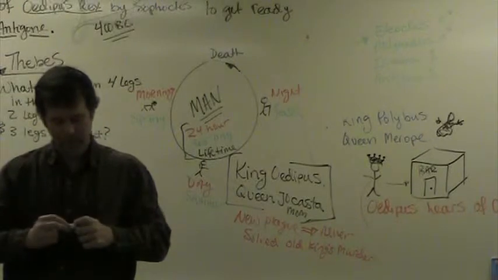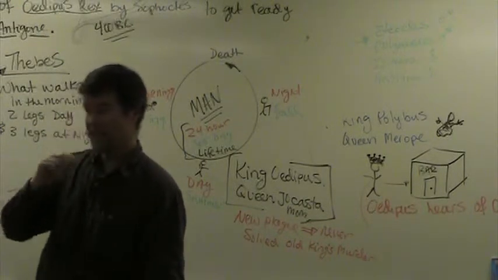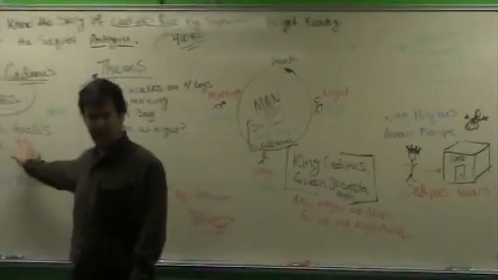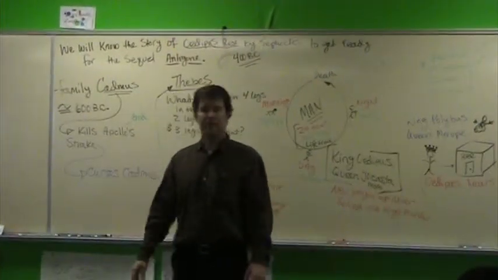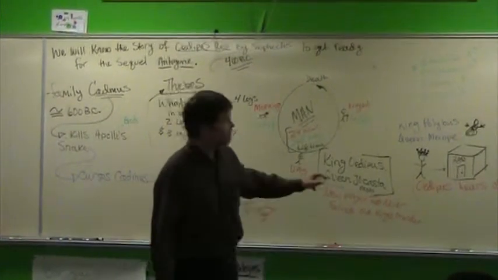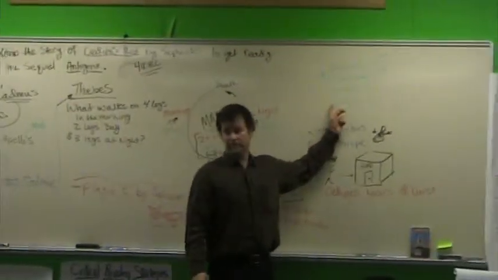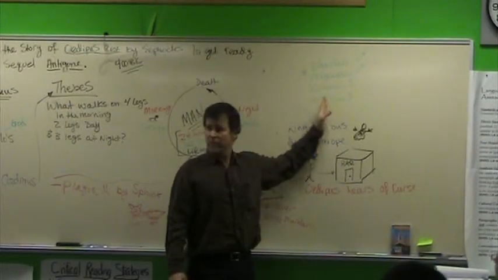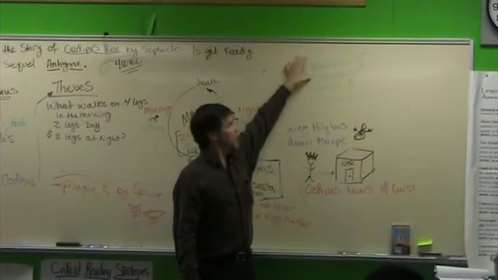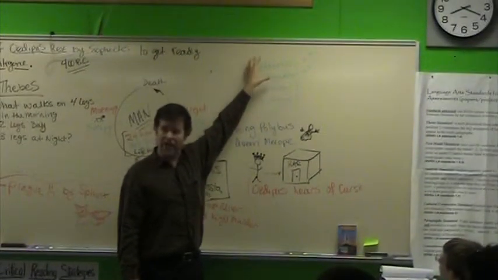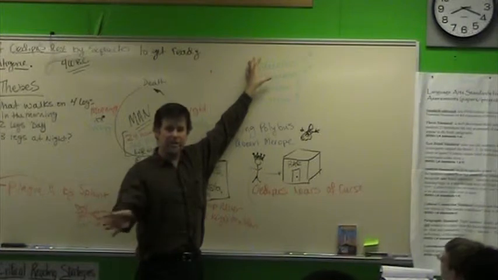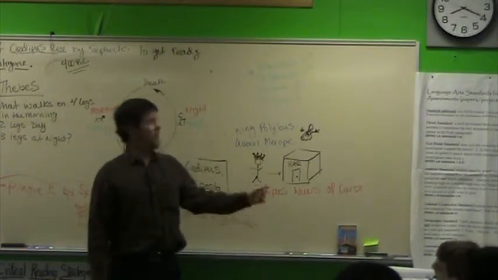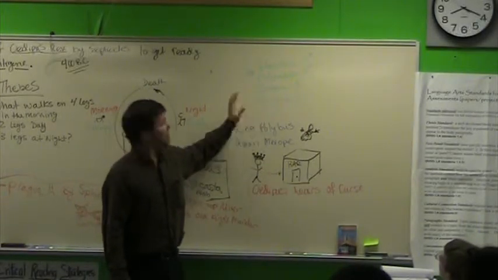Now, one could argue that it's not really his fault. The gods did it to him. All right? And it all goes back to the fact that they killed Apollo's snake way back when. The story we're going to read is about these 4. All right? And as a little preview, Polynices and Eteocles end up killing each other in battle. And we'll see this at the beginning of the new play.